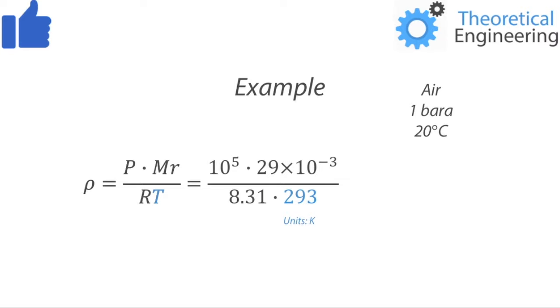Be careful that the units of the ideal gas constant and molecular weight line up. My tip would be to keep them both in kilograms. This gives an overall answer of 1.19 kilograms per meter cubed.